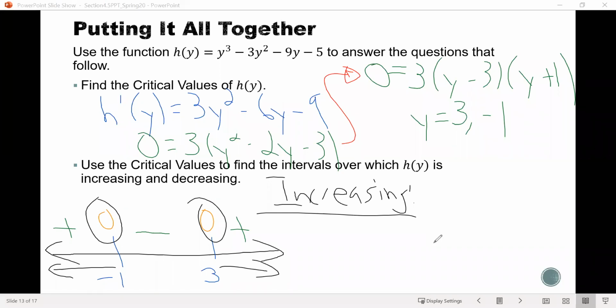So we'll write our answers here in interval notation. So it looks like we're looking at -infinity to -1 to describe that first interval. And then we're going to union that with the second interval, which is 3 to positive infinity.